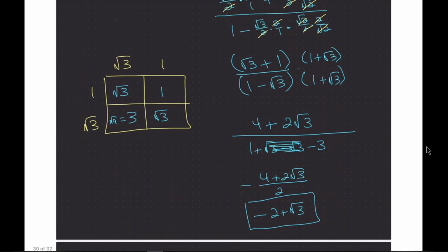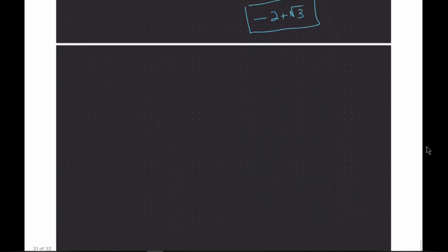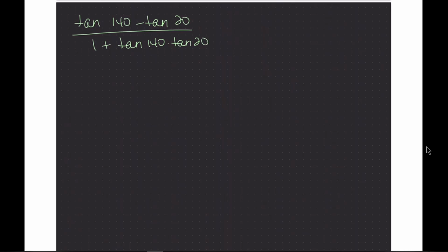All right. So I'm going to throw in one more example while I've got you guys on here. What if they gave us the tangent and they gave us like the other side of the equation? So let's say they gave us the tangent of 140 minus the tangent of 20, all divided by 1 plus the tangent of 140 times the tangent of 20.